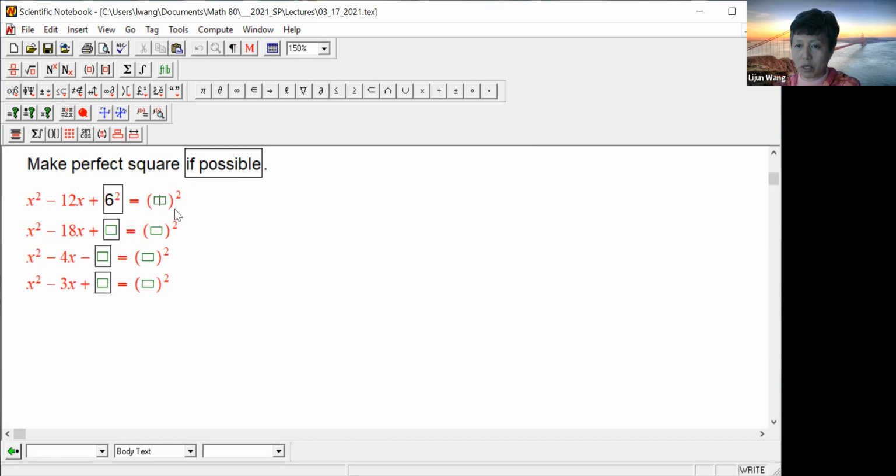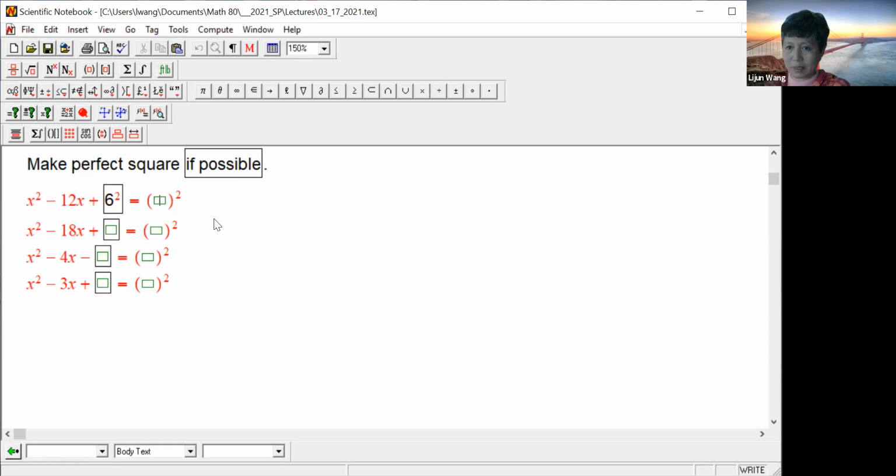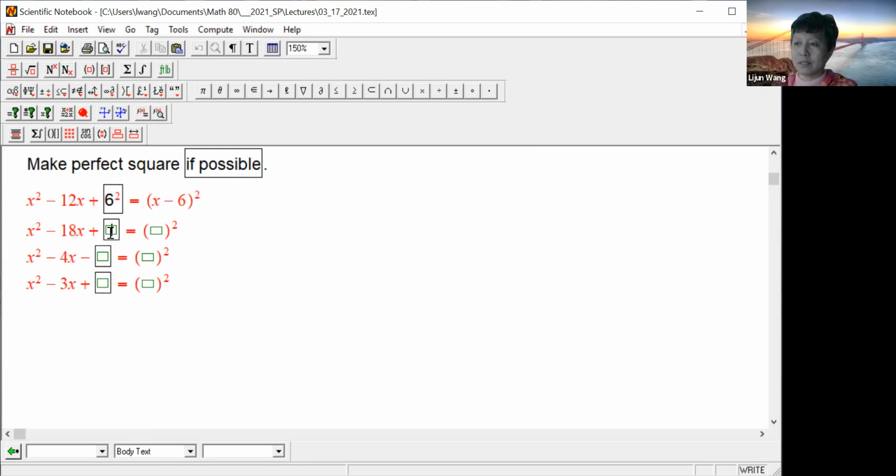So what will be the perfect square on the other side? X. So what should be in the parentheses? X minus 6. Perfect. X minus 6 squared. Perfect. Okay. Now, the second one. What number should that be?